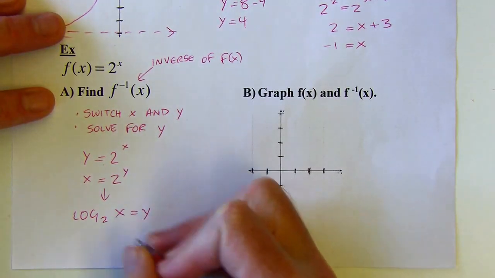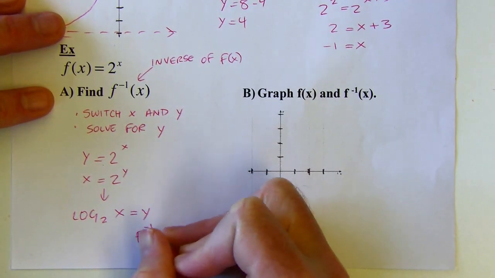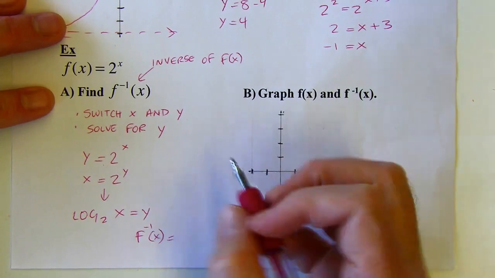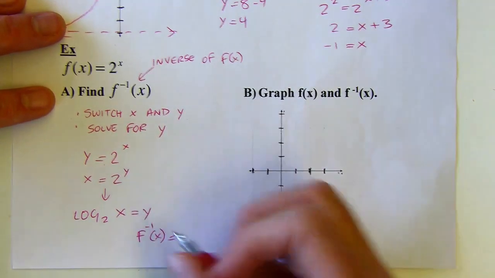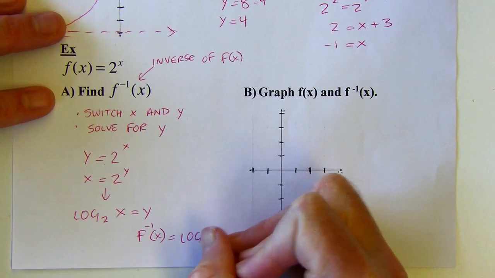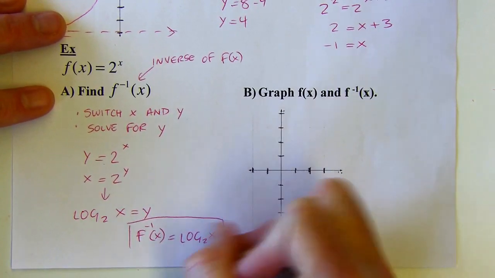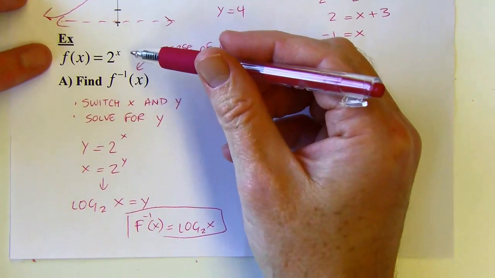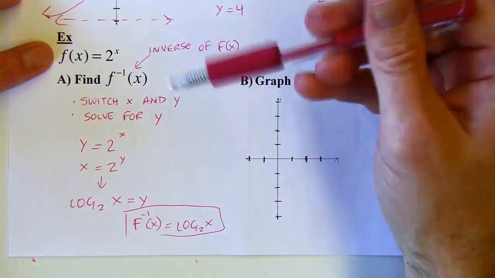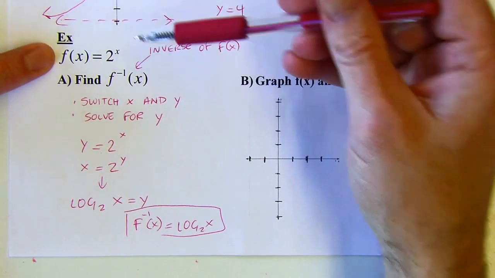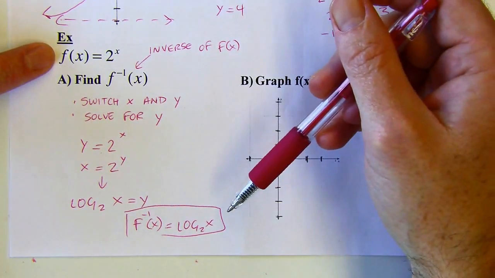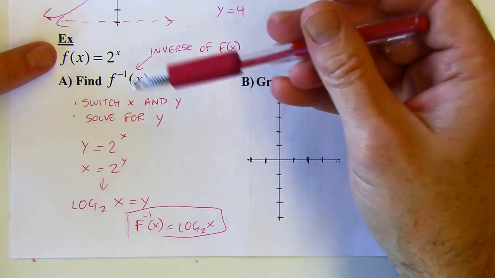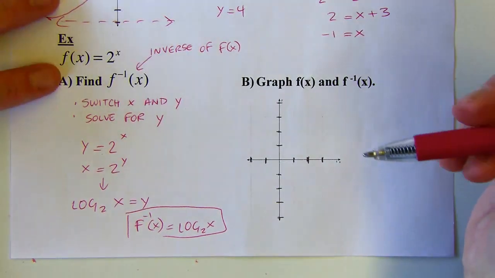So I'm going to rewrite the y as f to the negative first of x, okay? And I'm going to flip this around too, but that doesn't really matter if you do that. But here is the inverse then of this exponential function. So if you have an exponential function and you find the inverse, it's always going to be a log, and vice versa. The inverse of a log is always going to be an exponential function, okay?